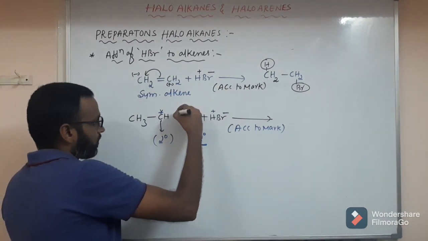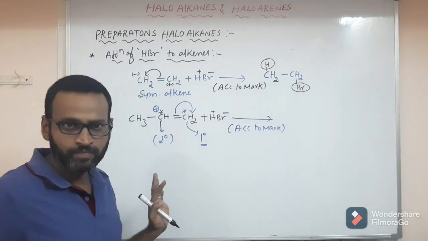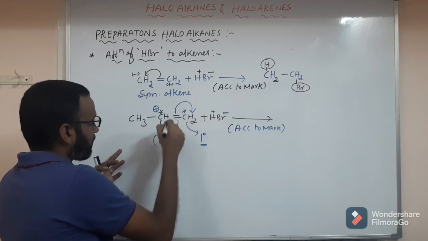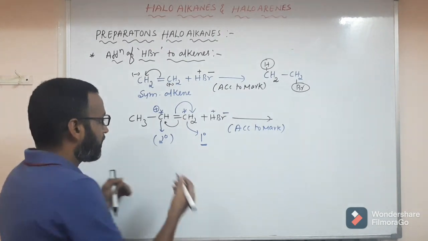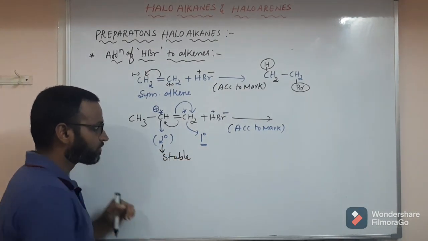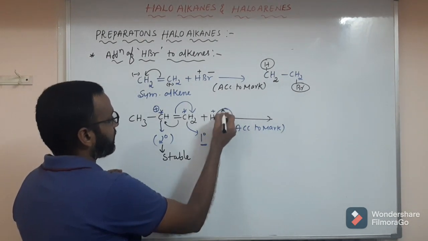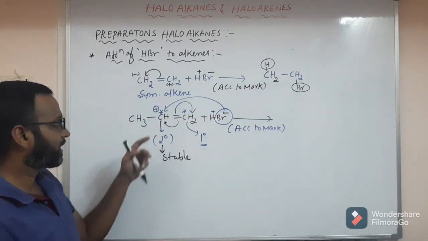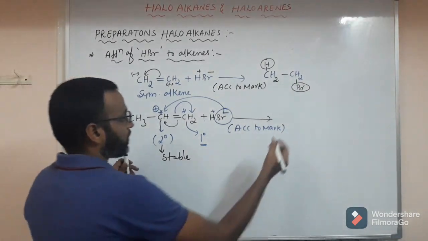If this bond migrates over here, then you are getting a secondary carbocation. Correct or not? If the migration happens in this way, with the black marker I am using, here you are having plus, so a primary carbocation you are having. Which is more stable? Secondary is more stable. So this negative species, this Br minus, will surely add to the secondary carbon, because the secondary carbocation is more stable.